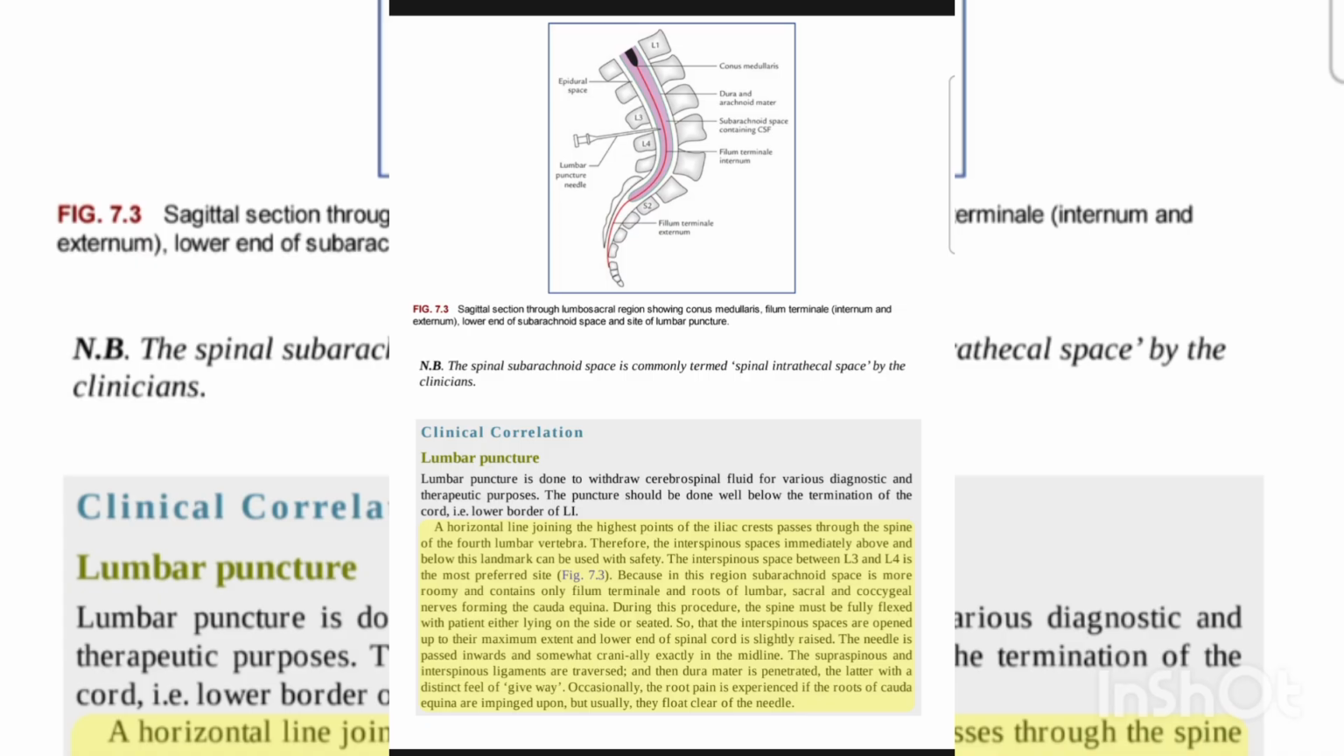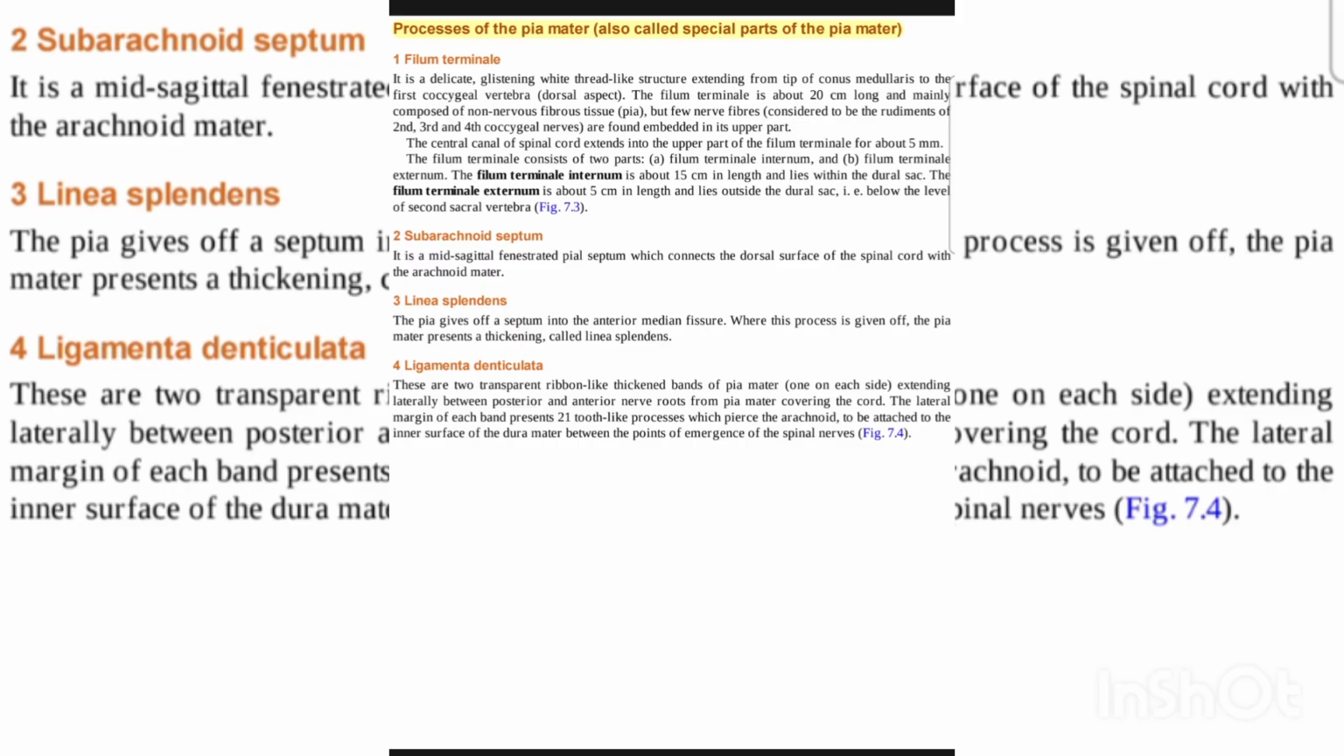The needle is passed inwards and somewhat cranially exactly in the midline. The supraspinous and interspinous ligaments are traversed, and then dura mater is penetrated, the latter with distinct feel of give way. Occasionally, the root pain is experienced if the roots of cauda equina are impinged upon, but usually, they float clear of the needle. Processes of the pia mater, also called special parts of the pia mater.